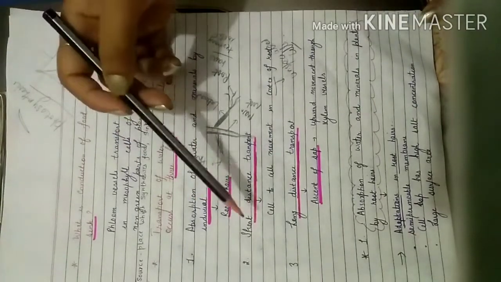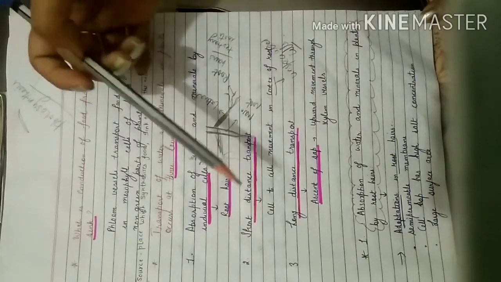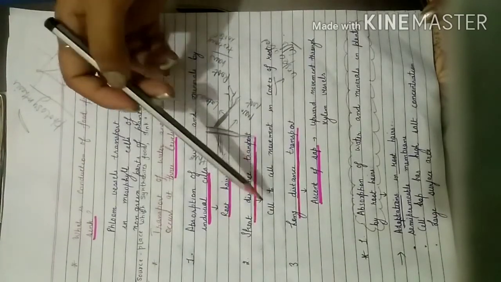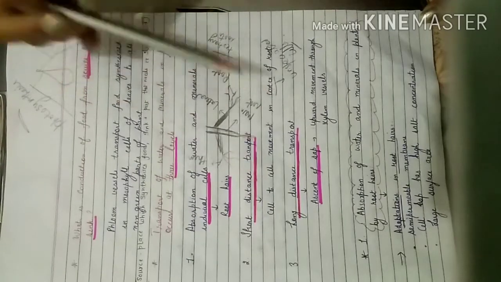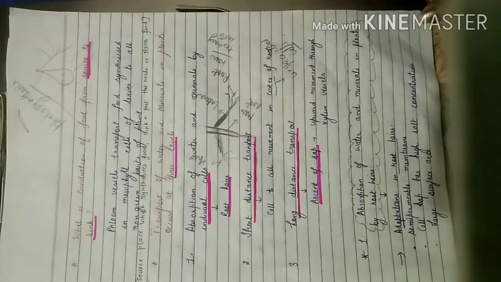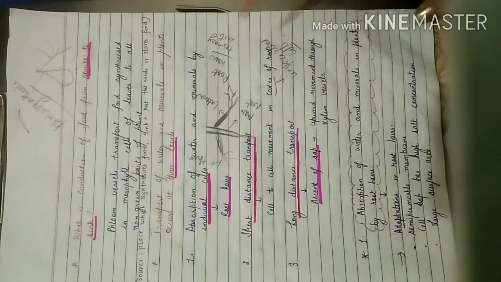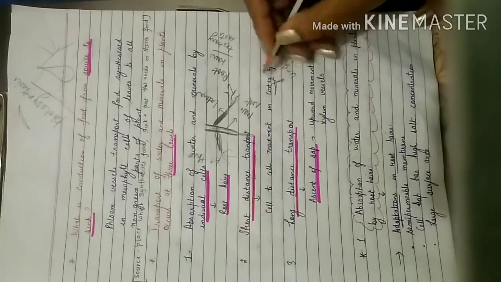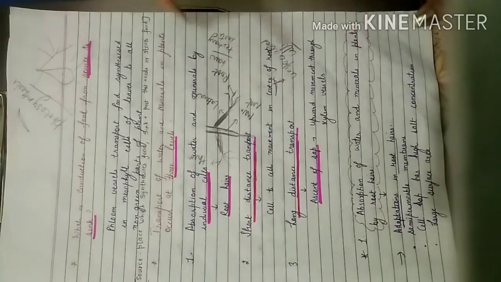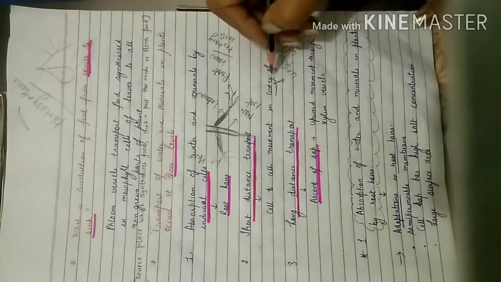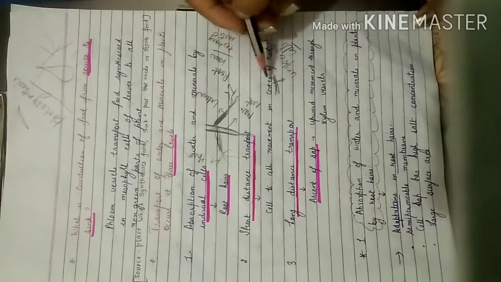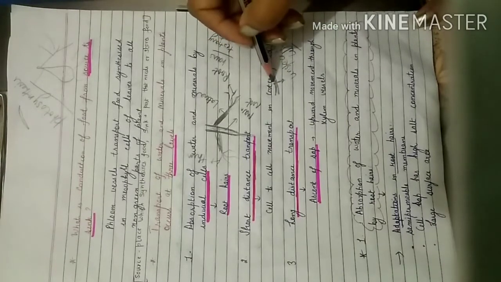Then the second one is short distance transport. Short distance transport means cell to cell movement in pockets of root. What are these pockets? It is basically unspecialized cells. These are the unspecialized cells which are present between the epidermis and xylem and phloem.